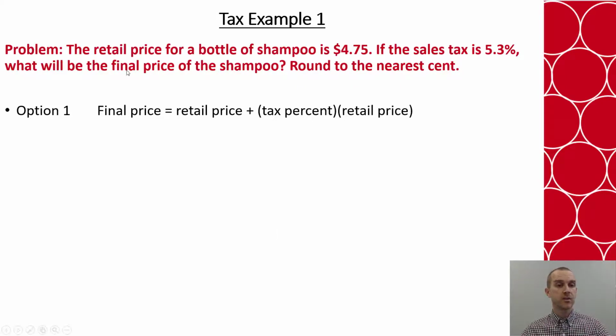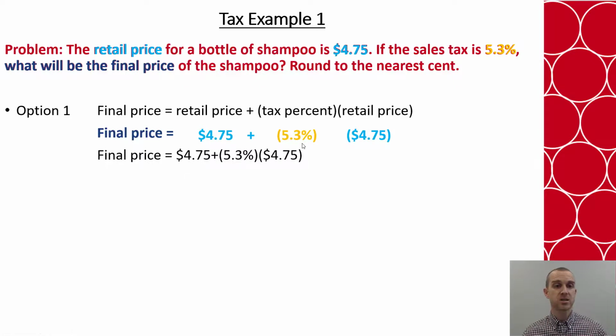Do we know our final price? No, that's what we're trying to find. Do we know our retail price? It says the retail price is $4.75. So I can substitute in for retail price here and here. Do I know my tax percent? Yes, it's right here. So I can substitute that in, and now I can solve my equation for the final price.